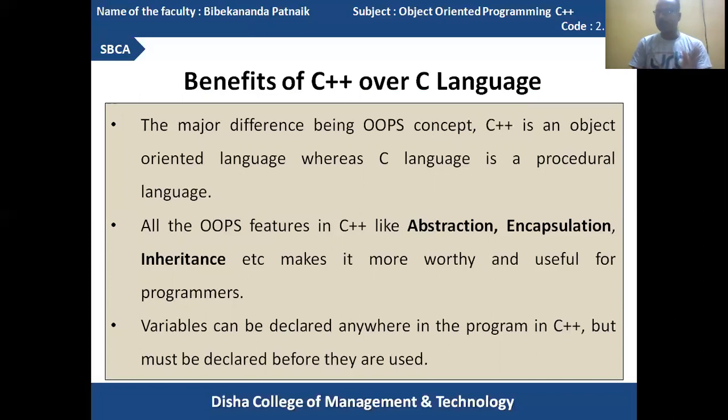So all the object-oriented features in C++ like abstraction, encapsulation, inheritance, and polymorphism, a large number of object-oriented features, are widely implemented in C++. That's why it is more worthy and useful for the programmer, because real world programming is based on object-oriented programming. It means it's completely based on objects.